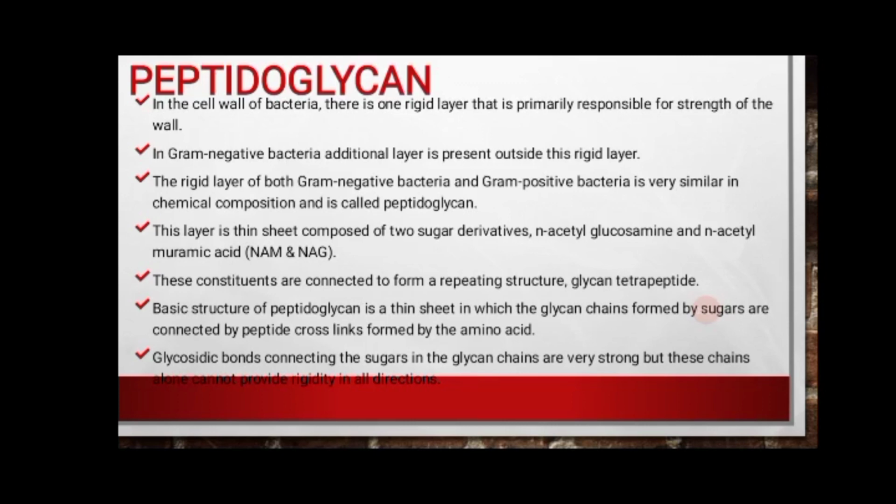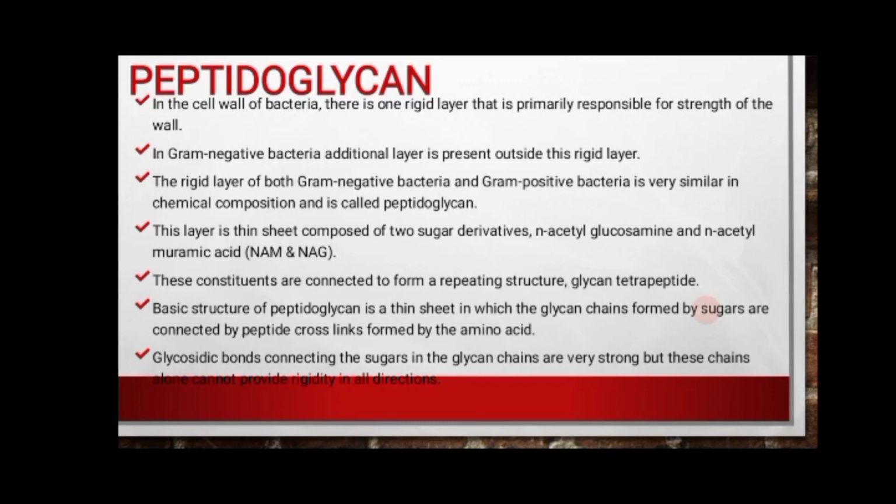In the bacterial cell wall, there is one rigid layer that is primarily responsible for the strength of the wall, that is peptidoglycan. In gram-negative bacteria, an additional layer is present outside of this layer. The rigid layer of both gram-negative and gram-positive bacteria is very similar in chemical composition and is called peptidoglycan.